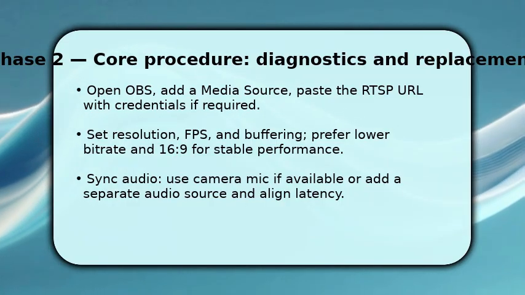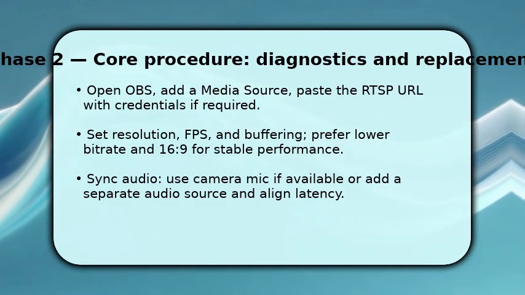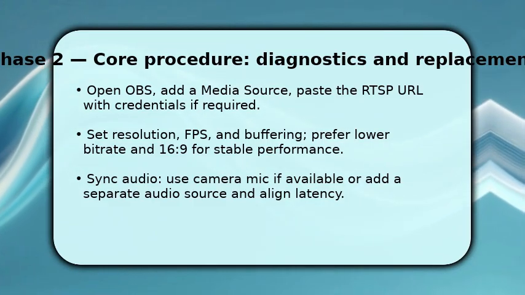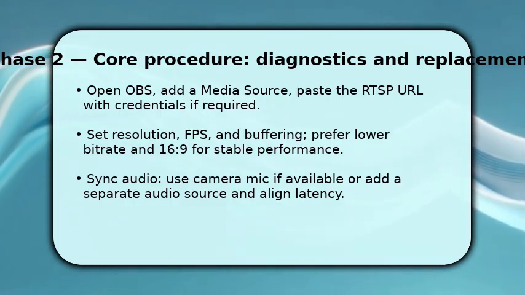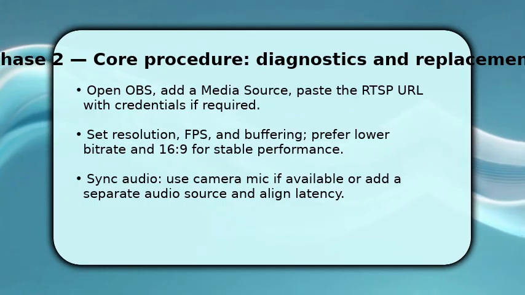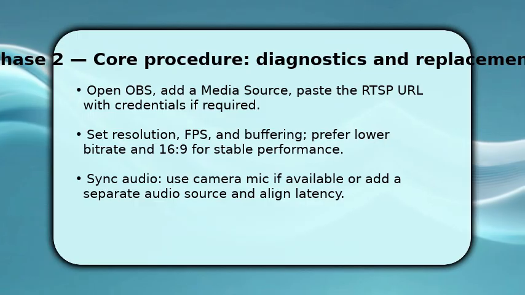Now you ingest the stream into OBS, add a media source and paste the camera's RTSP URL, including user and password when needed, because authentication prevents blank feeds. After that, set the output resolution and frames per second. Choose lower bitrate and a 16:9 aspect ratio for consistent streaming. Then adjust buffering and latency settings so video doesn't stutter.